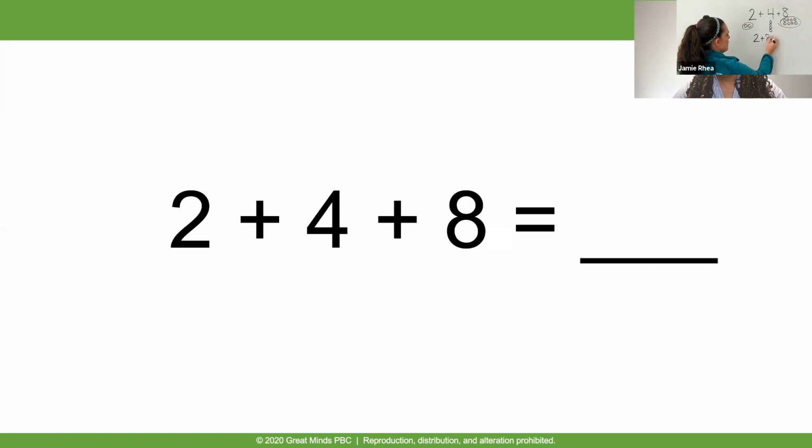2 plus 8 plus 4 equals something. Okay, because I know that 2 and 8 make 10. What do you think that might be? 10, 11, 12, 13, 14.